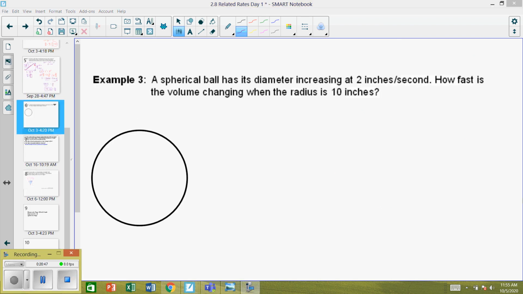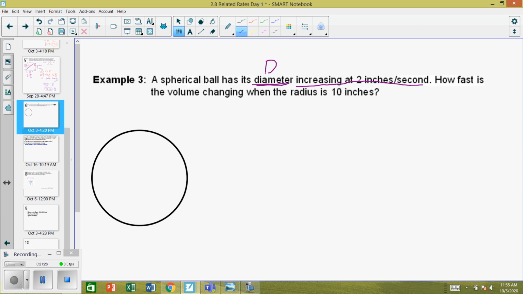Okay, last one. And I wanted to give you something a little bit different than the previous two problems. It says a spherical ball has its diameter increasing at 2 inches per second. How fast is the volume changing when the radius is 10 inches? Now, something I want to clarify here. Look at the rate that's given to you. The diameter is increasing at 2 inches per second. So we'll call this variable maybe capital D.